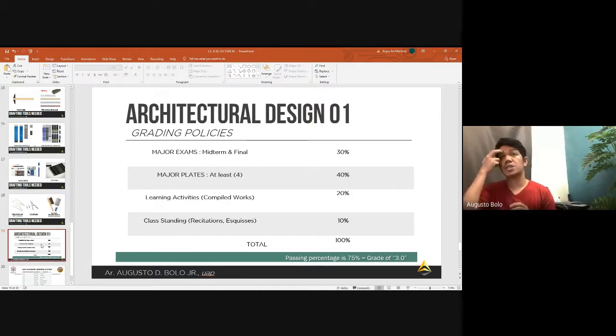Okay. The university has a policy kasi that we have to be lenient on the attendance kasi may mga cases na may power interruption sa area.